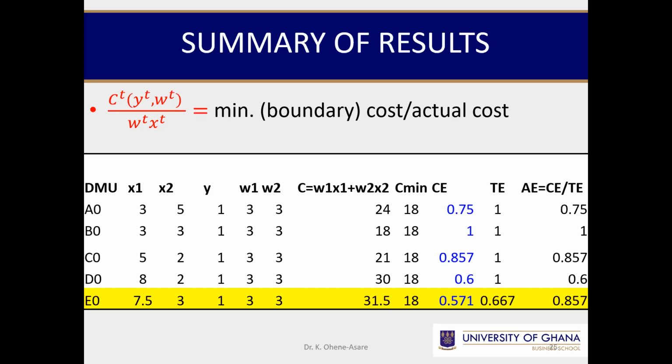But with this one, the reason why they are all using the same minimum cost is because of the data set. In fact, even in technical efficiency, only one of them was technically inefficient, isn't it? Yes. So the firms are not many enough.